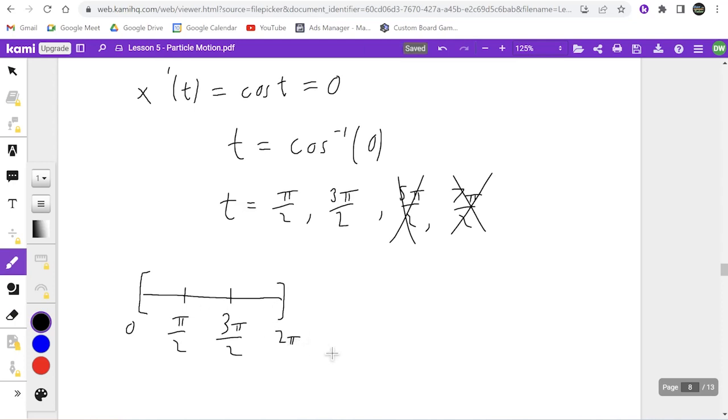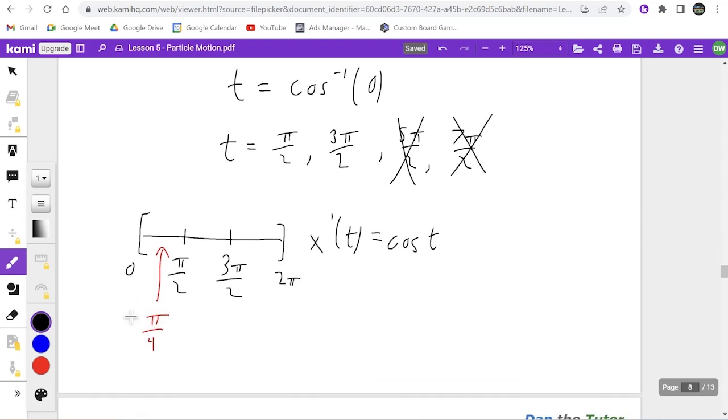This tells me that when I plug in values, I need to plug in values in between 0 and 2 pi. So first, I need to test a number between 0 and pi over 2. Let's choose pi over 4. And remember, I'm plugging in values into my first derivative, which is the cosine of t. So for instance, the cosine of pi over 4, that is positive root 2 over 2. I don't care about the root 2 over 2. I just care about the fact that it's positive. So for that reason, I'm putting a positive on my number line right there.